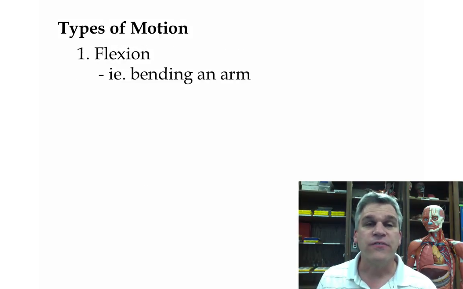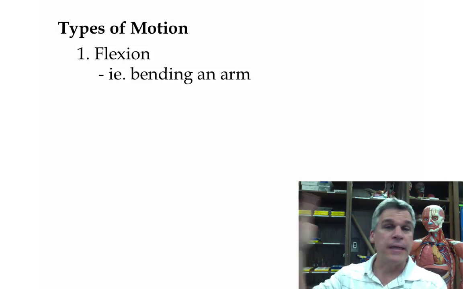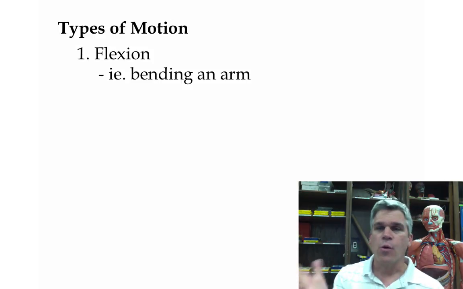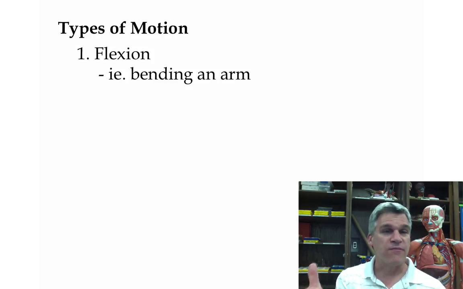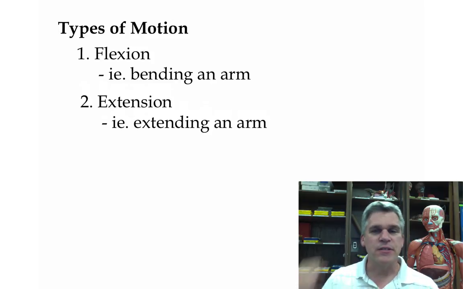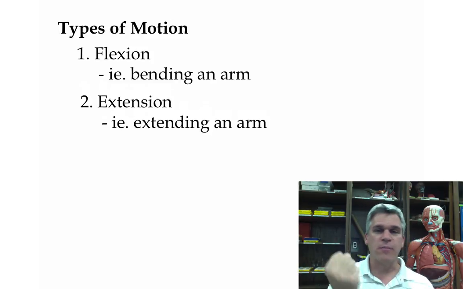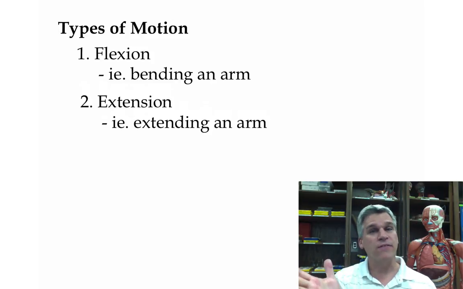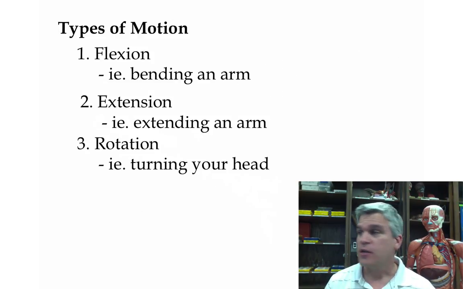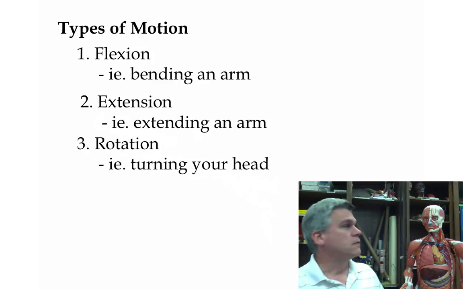First of all, there is flexion. So flexion would be like bending an arm. So I'm flexing my arm out. Or if I'm drawing my fingers up, I'm flexing my fingers. Extension is just the opposite. So I might extend out an arm, or I'm extending out my fingers. We have rotation. So turning your head.